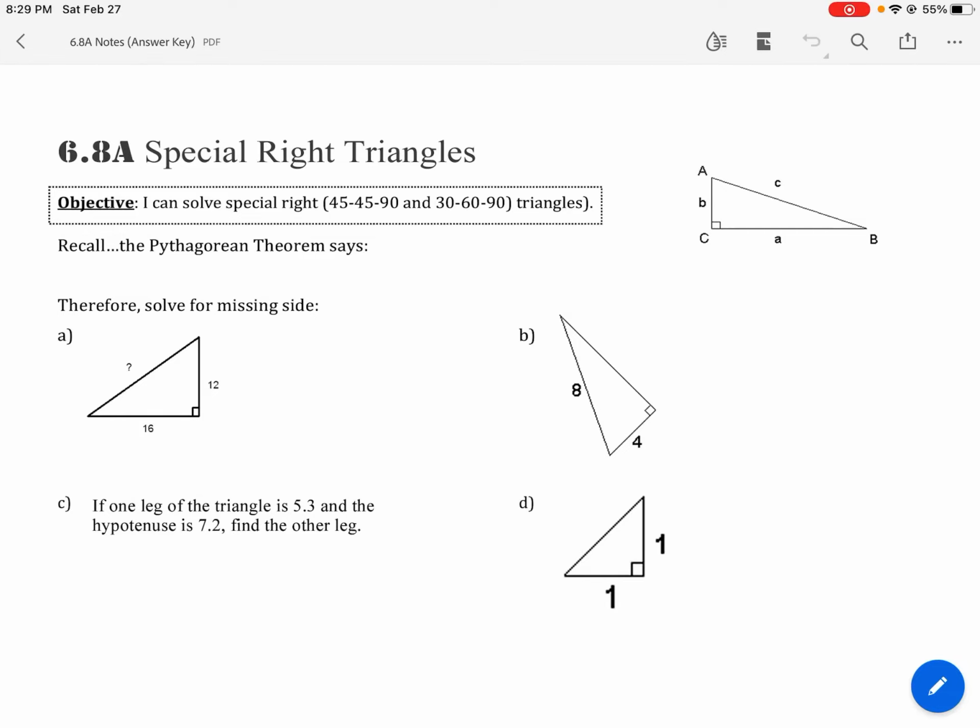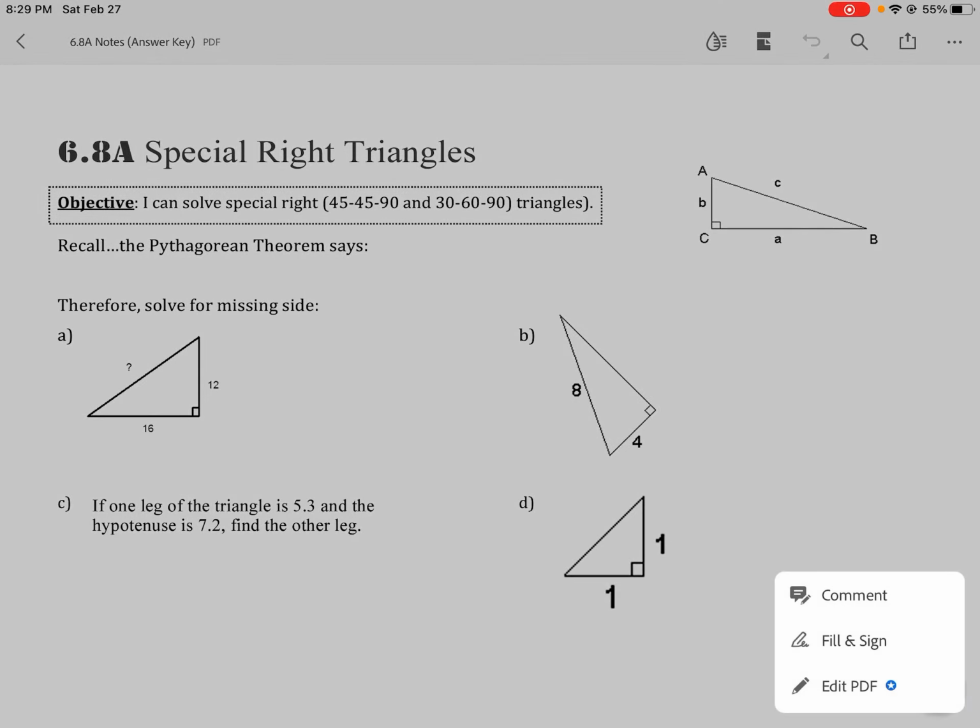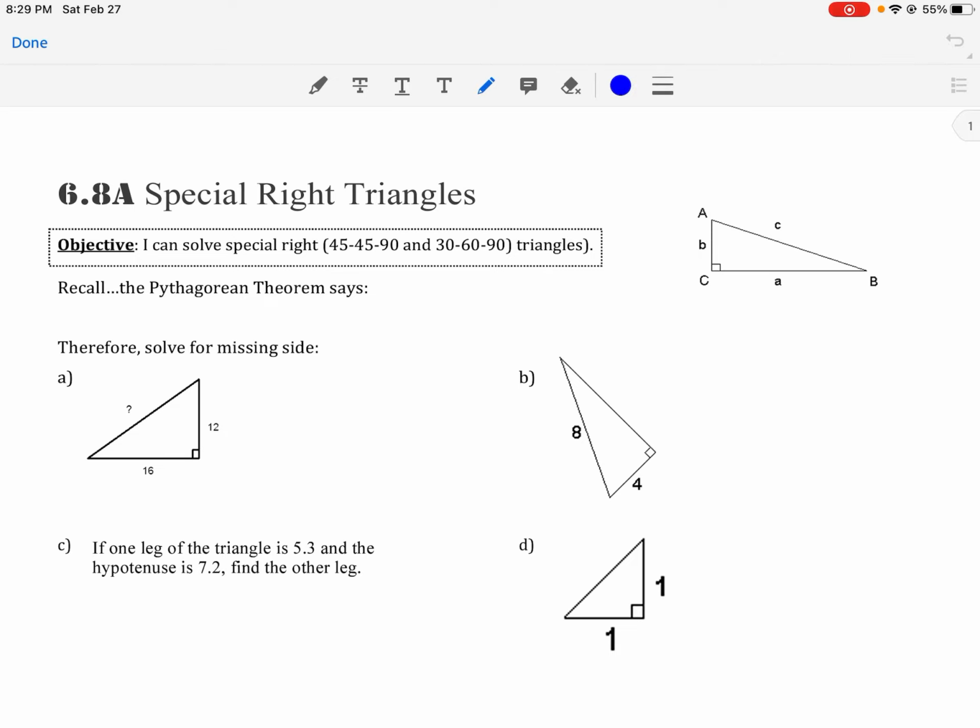Okay, today we're going to look at special right triangles, but to warm us up, we're going to look at the Pythagorean theorem. As a reminder, the Pythagorean theorem says that in a right triangle, a squared plus b squared equals c squared. So a, b, and c are the sides of the triangle, a and b being the two legs, c being the hypotenuse, all three being the sides.